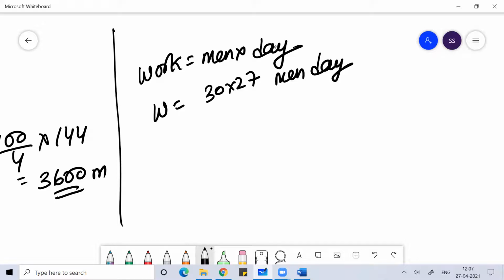Here we are not defining the work in terms of joule or calorie. The SI unit of work is joule, and the CGS unit is erg, where 1 joule is equal to 10 to the power 7 erg. So here we are not defining work in terms of joule or erg. We are not using physics here. We are using a very common sense based approach that the 30 men took 27 days to do the work. So how much is the work? Work is equal to 30 into 27 men days.